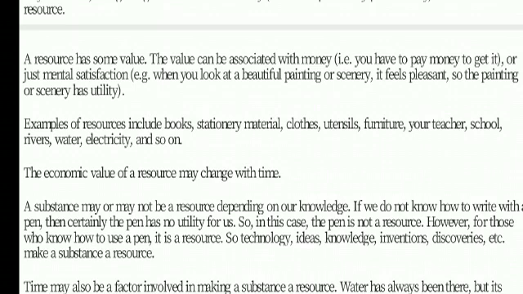The economic value of a resource may change with time. A substance may or may not be a resource depending on our knowledge. If we don't know how to write with a pen, then certainly the pen has no utility for us. So, in this case, the pen is not a resource. However, for those who know how to use a pen, it is a resource.